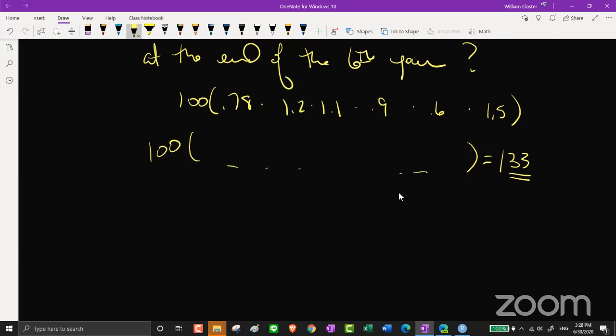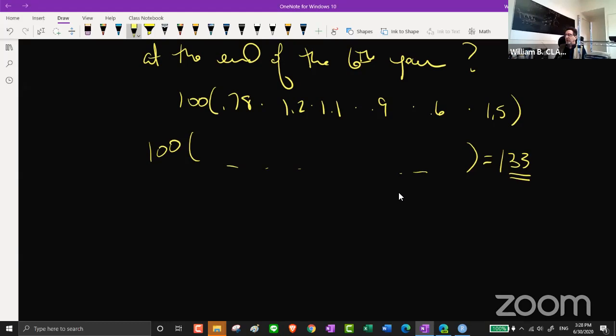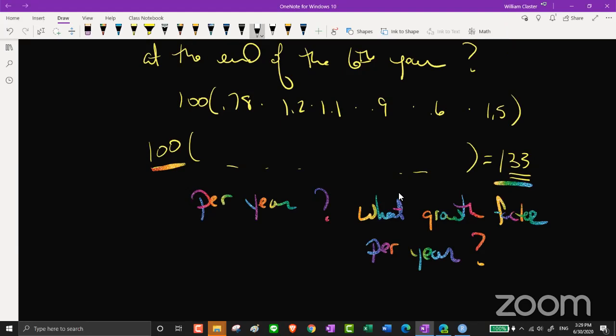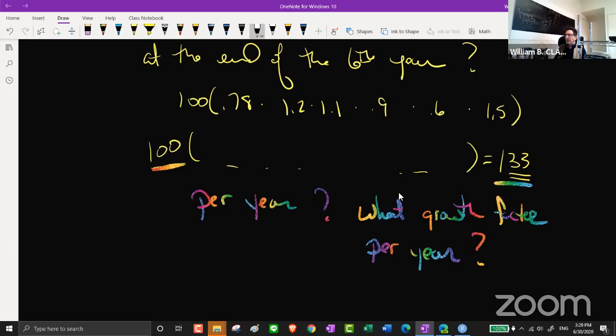Okay. Now, suppose I want to know how much I would have to make every year in order to start with 100 and end up with 133. How much would I have to make per year? Or what growth factor per year would I need? Does everyone understand the question? Yes, Professor. So I want the same growth factor every year, and I want to start with 100 and end up with 133. Does this question make sense? Yes, Professor. Okay, so that's the question we want to think about.